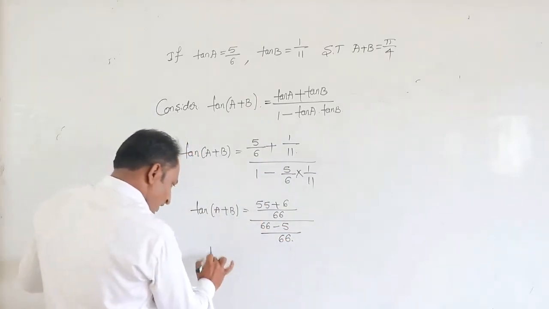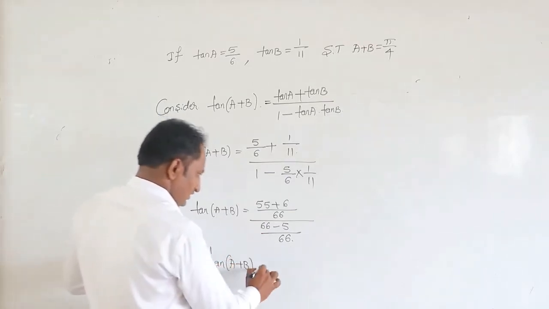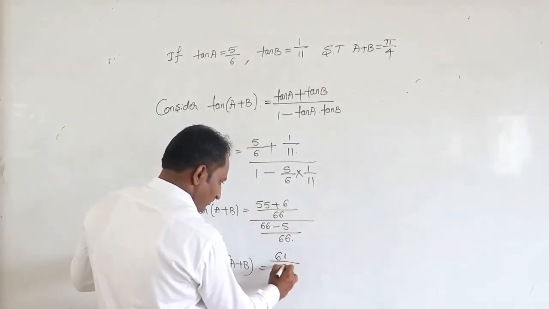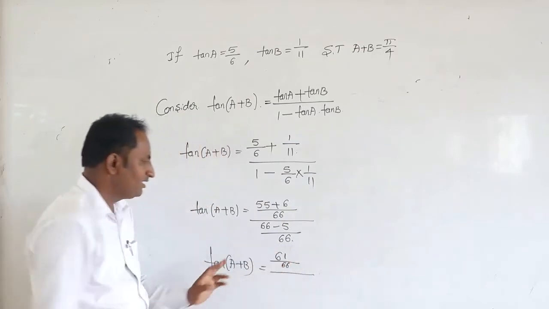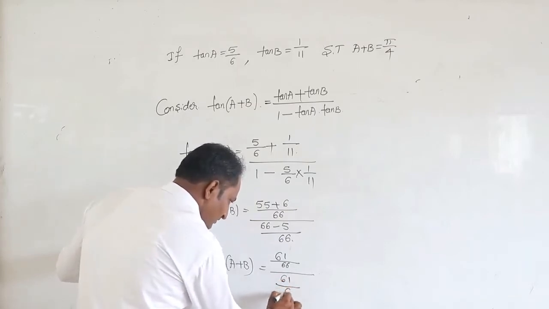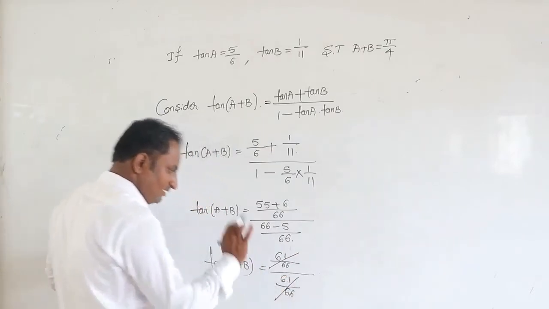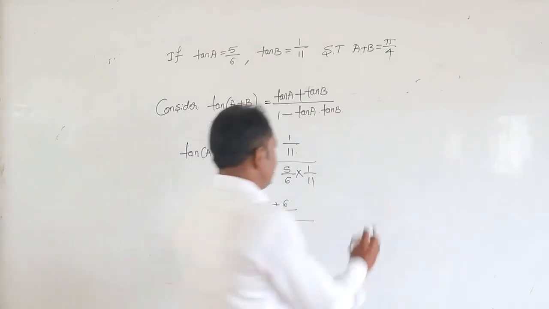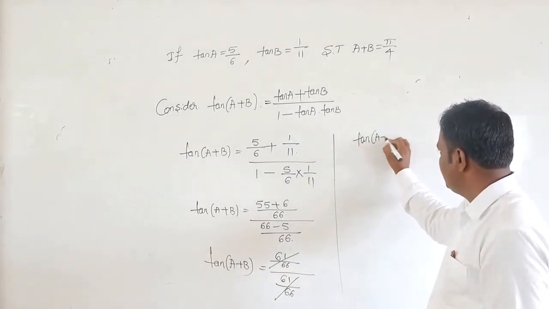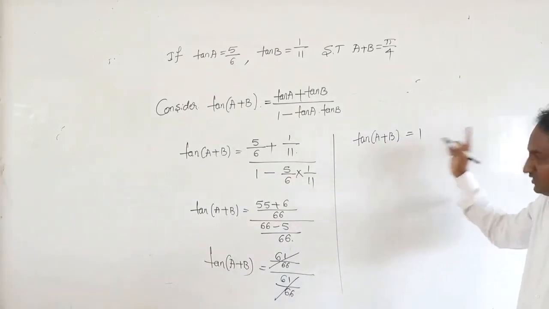Then tan of a plus b is equal to 55 plus 6, 61 divided by 66, whole divided by 66 minus 5, 61 divided by 66. Here 61 divided by 66 and 61 divided by 66 cancel. Then tan of a plus b value is 1. Then tan of a plus b is equal to 1.